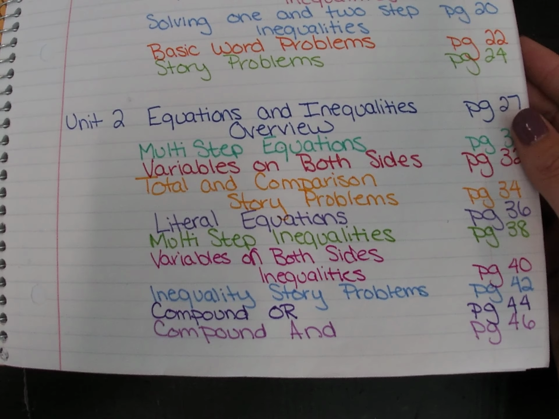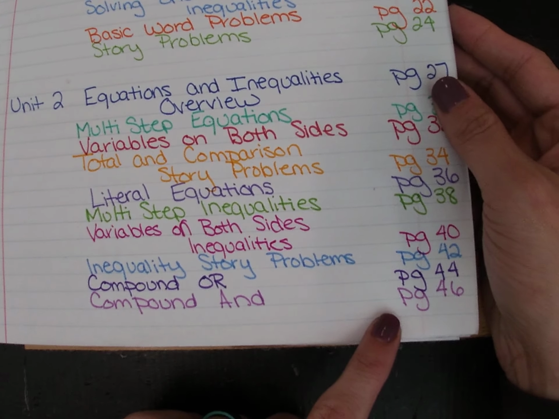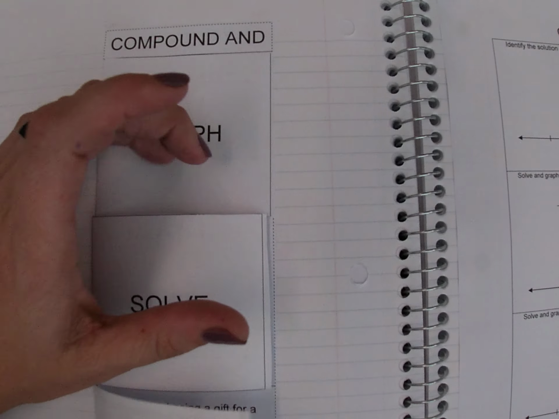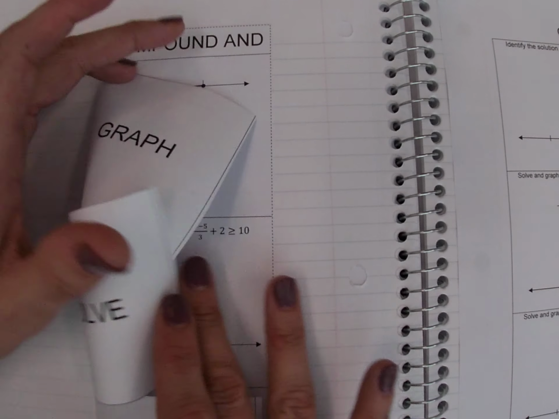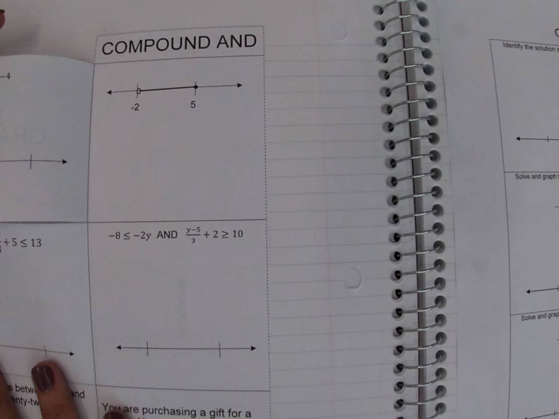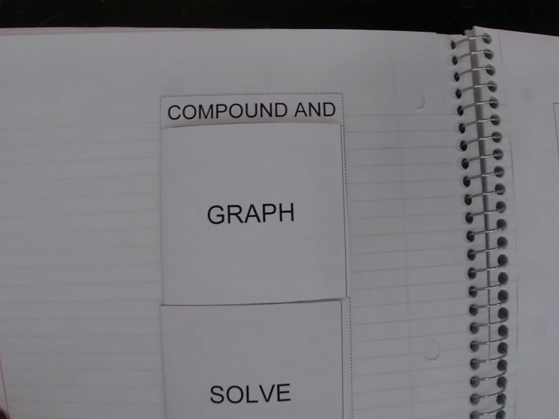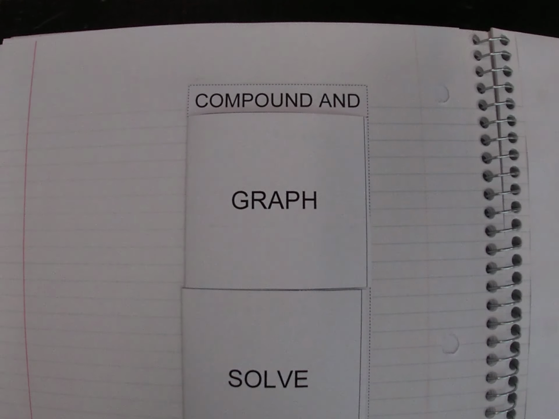Today we are adding compound and, which is page 46, into our notebooks. Just like we had yesterday, you're going to have a foldable to add in with compound and, so make sure you're cutting along the dashed lines and gluing where it says glue here, and then your examples are going over on the right-hand side.